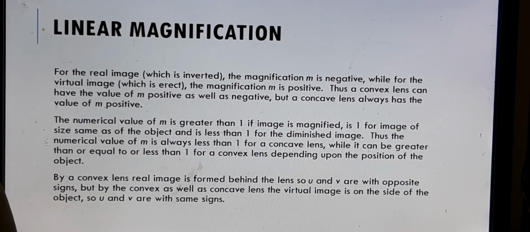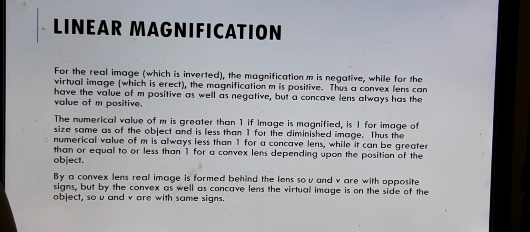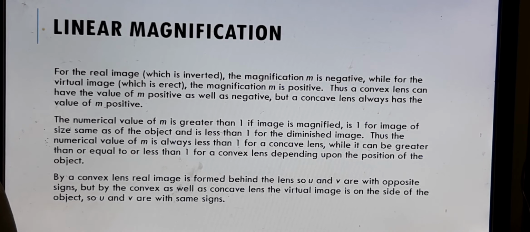But a concave lens always has a positive value of M. If the value of M is greater than 1, that means the image is magnified. If it is equal to 1, that means it is of the same size. So you answer this question also: in which case of a convex lens will the magnification be 1? Okay, and if it is less than 1, that means the image is diminished.